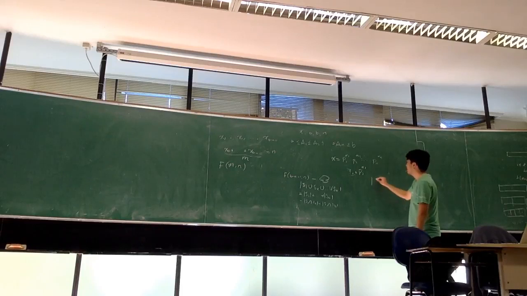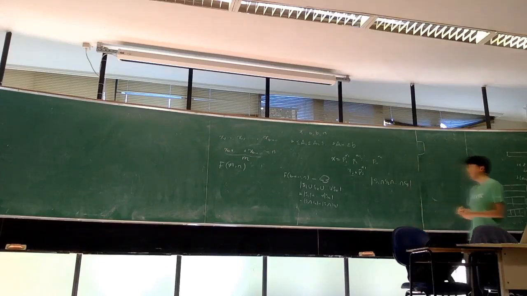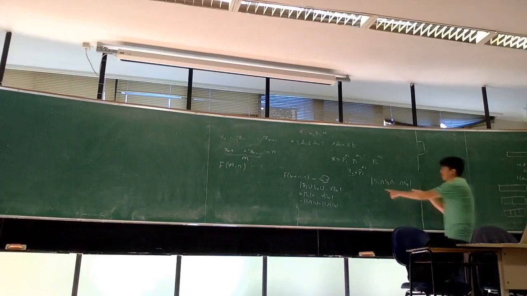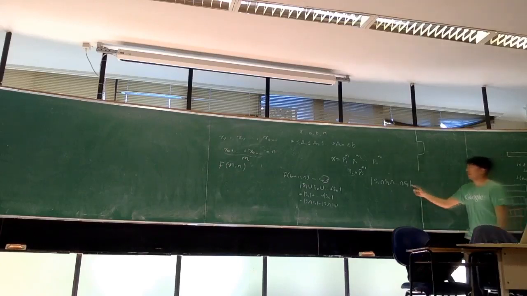So I have some sets S1, S2, ..., SL. I'm running out of letters, whatever. Basically, what this represents is the number of sequences such that Q1, Q2, and QL, none of them divide any element of my sequence.